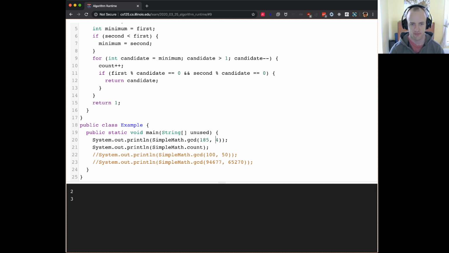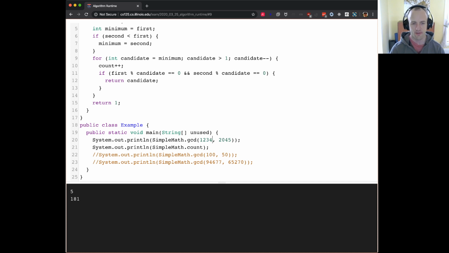185, 2045. It looks like my loop ran 181 times, okay? The GCD of those two numbers is 5. So I tried 185, 184, 183, and so on. I got all the way down to 5 before I finished, right?